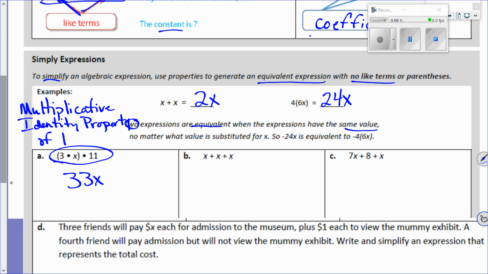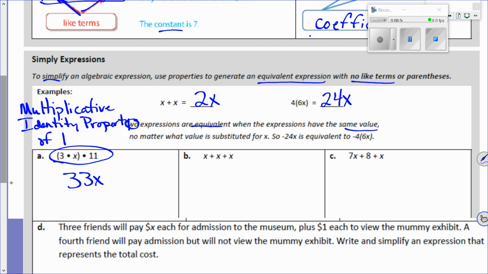We talked about this one before, commutative property of multiplication, right? If I'm multiplying all the numbers, can I switch them around? Yeah, 3 times 11 is 33 times x. I don't know what x is yet, so I can't go any simpler than that, so it's 33x. Oh, because x doesn't have a coefficient. Technically it does, its coefficient is 1. Remember, technically it always has a coefficient.